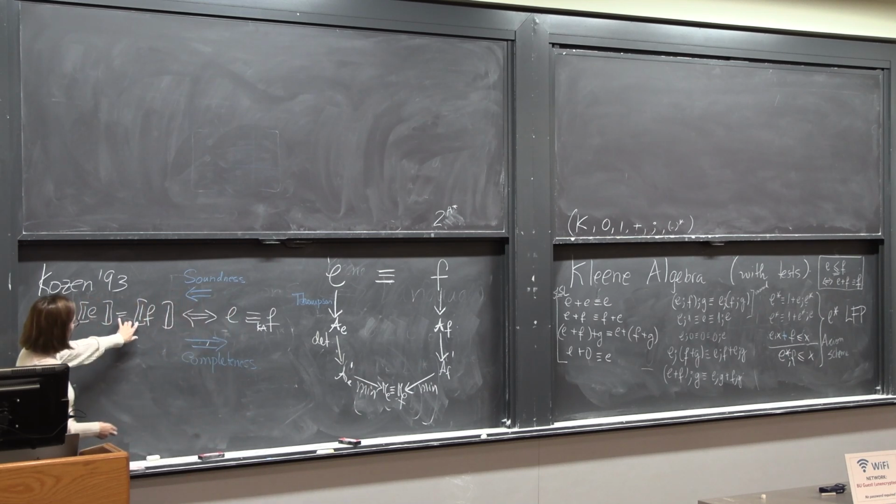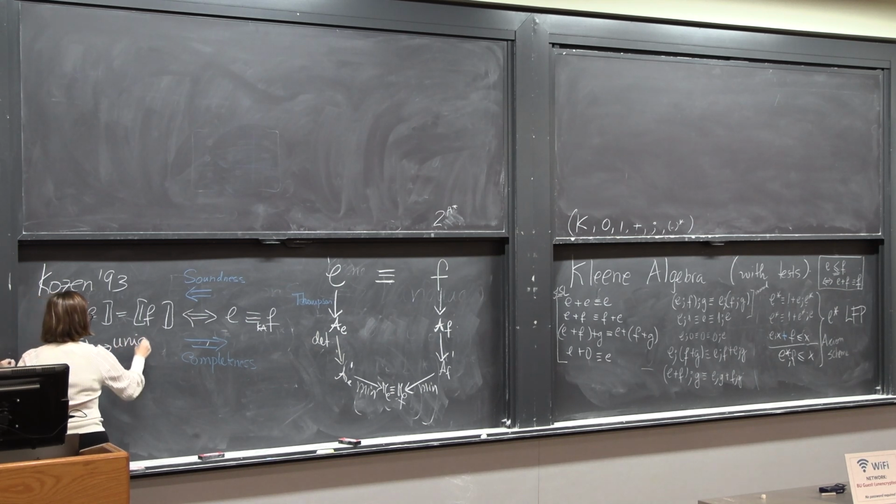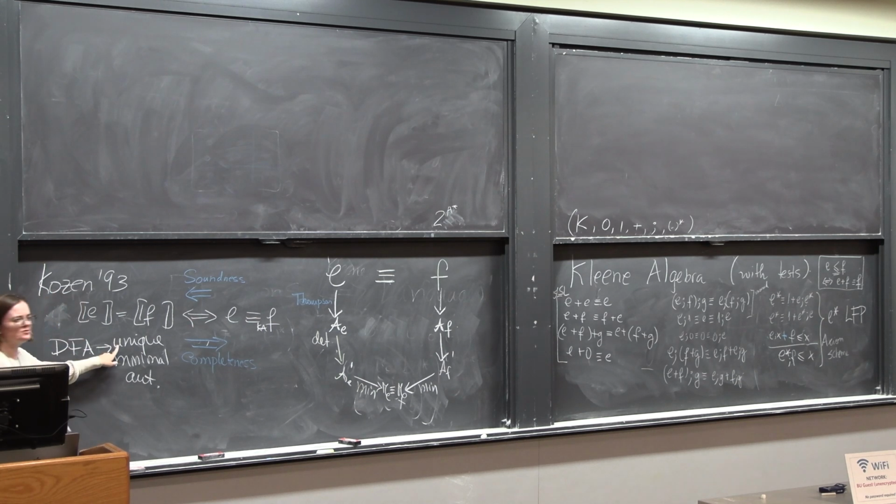And if 2 expressions denote the same language, I don't know if I mentioned this yesterday, but every DFA has this nice property that it has a unique minimal automaton. And this is unique modulo renaming the state names. Once you fix the language, there's a unique state-minimal automaton.